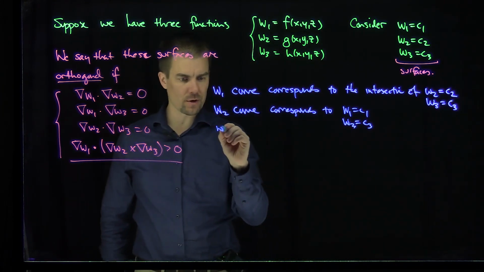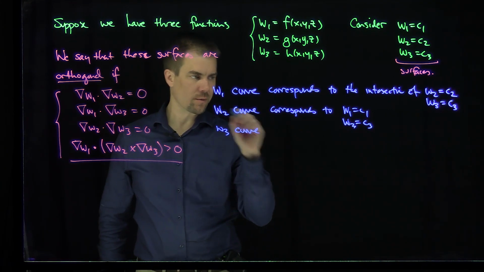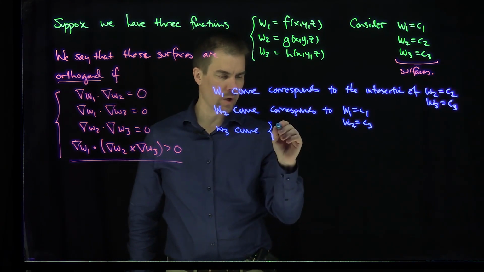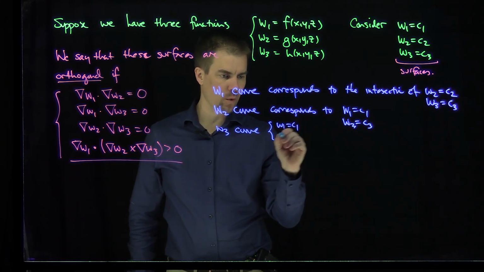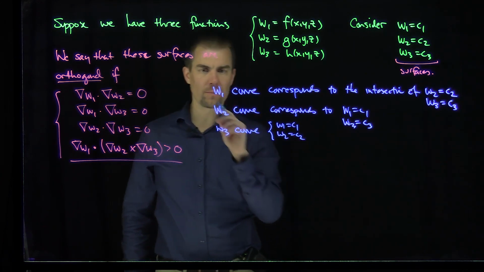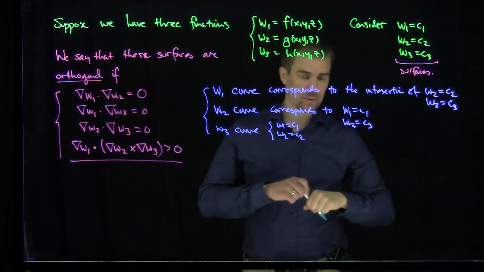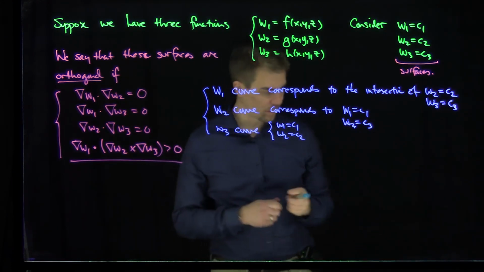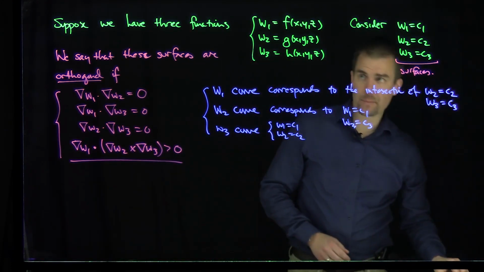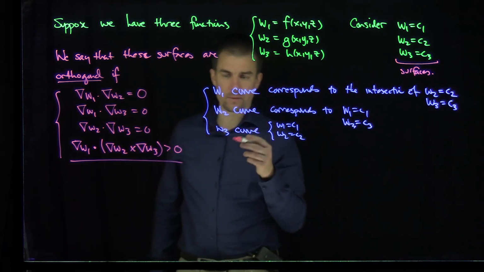And then finally the w3 curve is going to correspond to the case when w1 is equal to c1 and w2 is equal to c2. And these curves are going to be orthogonal to each other. So these curves intersect orthogonally, they're perpendicular to each other. And so let me show you an example of a situation like this.